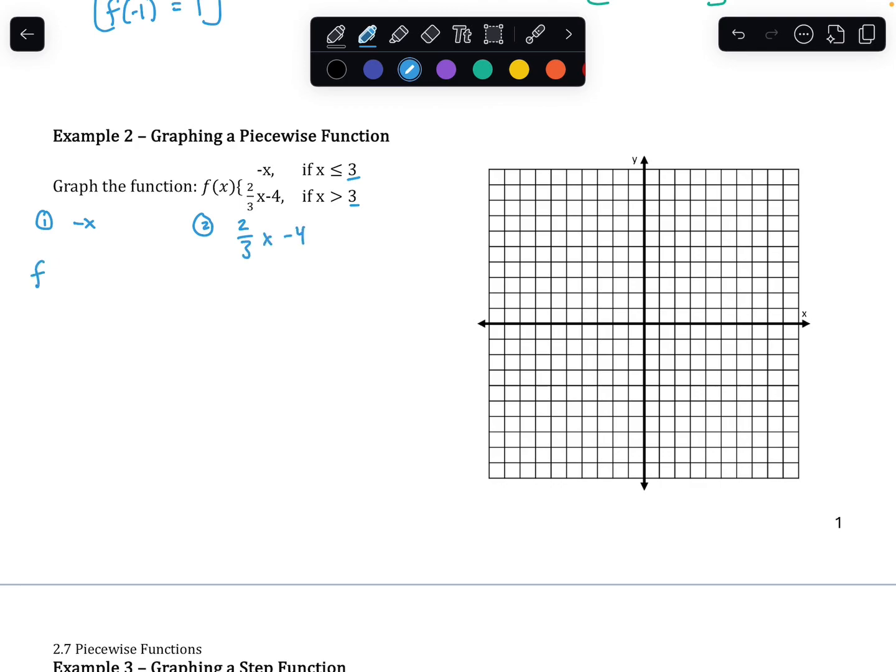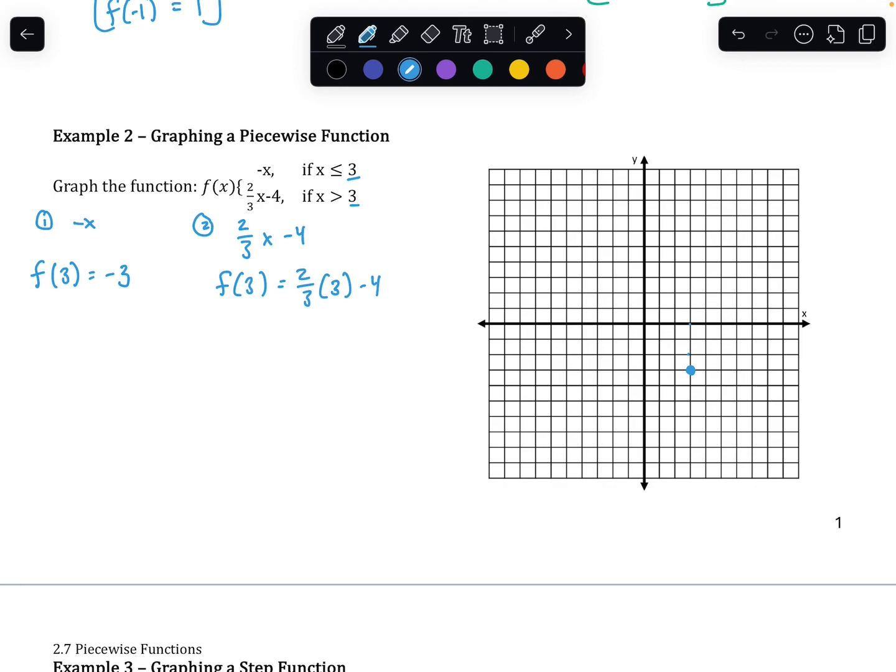So we have a function of 3, -3. Function of 3 equals 2 over 3 times 3 minus 4. So I have one function solved, and that is 3, -3. 1, 2, 3, 1, 2, 3. Now as for open and closed, it is closed because we're dealing with an equal sign, less than or equal to. So it is closed.